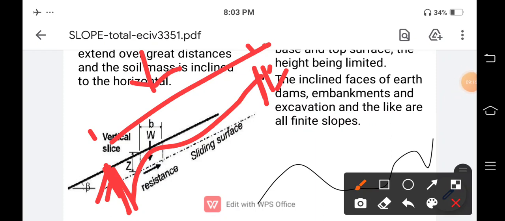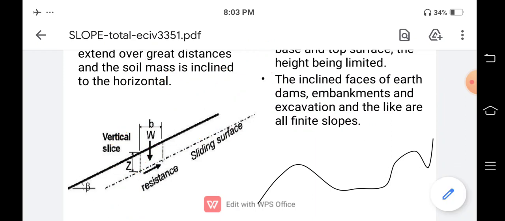So what is the definition of infinite? As the term indicates, infinite means extended over unlimited length. That is called an infinite slope. That means a slope that extends over long lengths. Its example is the face of a mountain.